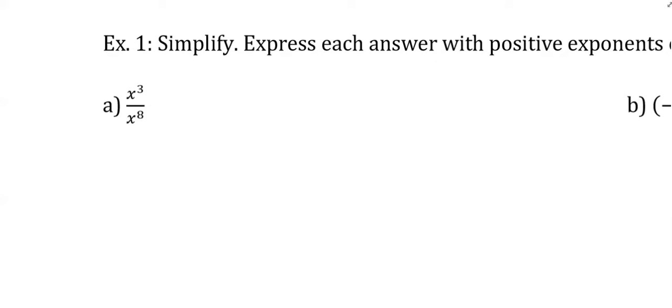Subtract the exponent. So this is equal to x to the 3 minus 8. You don't have to show that step. But that is x to the negative 5, nice. But our instructions say no negative exponents. So what do I do with that negative exponent? You would flip it and change it to a positive.